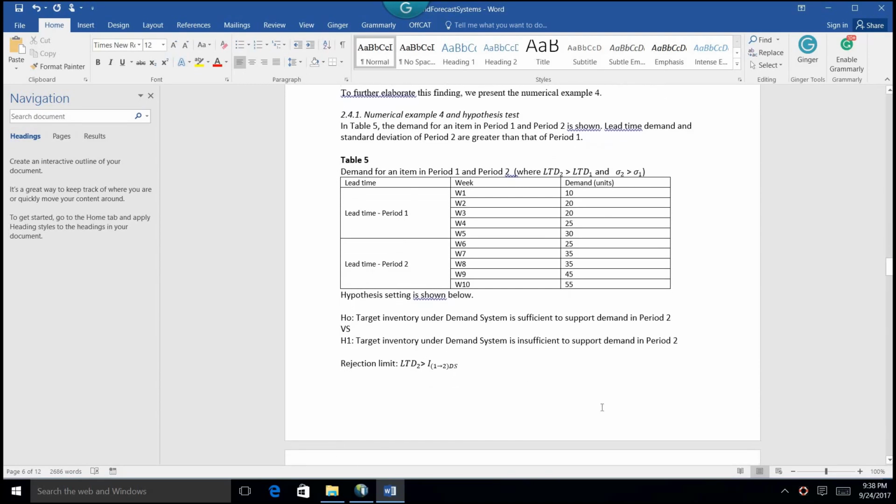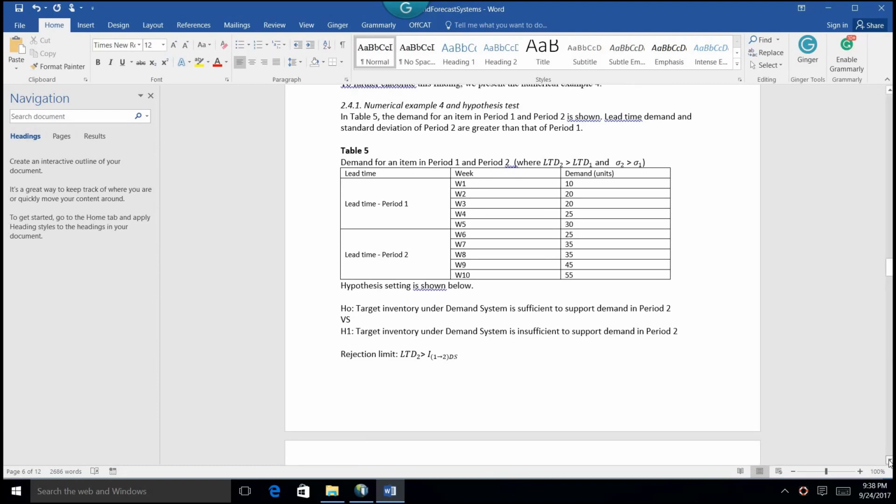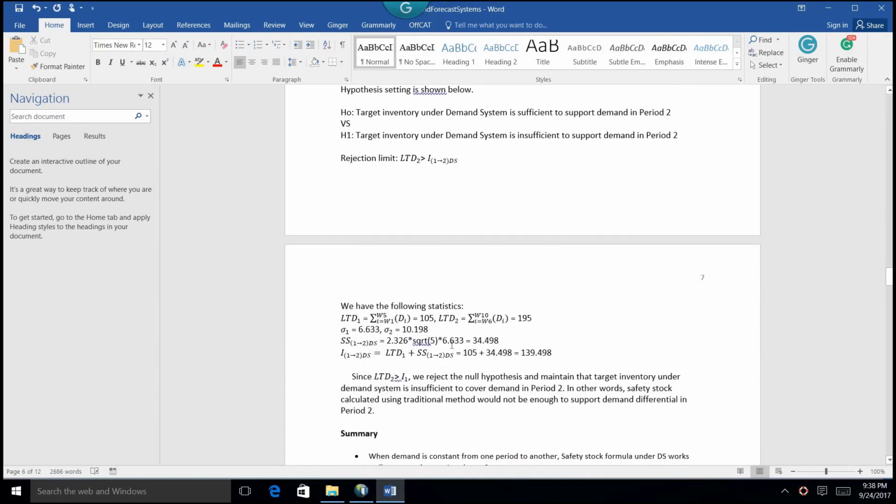Hypothesis setting, no change. Rejection limit, same, no change. Put some numbers here. You get LTD1 105, LTD2 195, sigma 1 616, sigma 2 10.1, and then you get safety stock 34.498. Put that in the inventory formula, and you get total inventory 139.498, which is still lower than the demand for period 2.